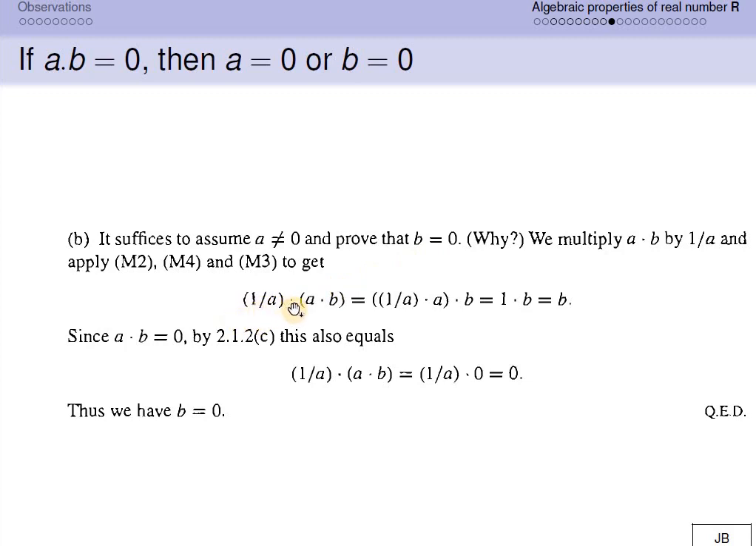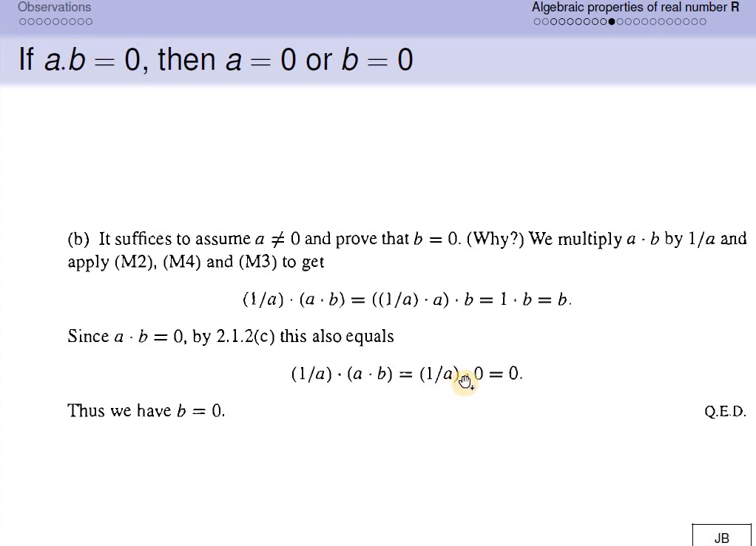We multiply 1 by a and add a dot b. So you change the bracket by using m2. Now by existence of inverse element, this is 1, so you got b here. But since a dot b equal to 0, as given here, if you see this part, 1 by a dot a dot b, or b dot 1 by a dot b, this thing is 0, so we can get a 0 here.